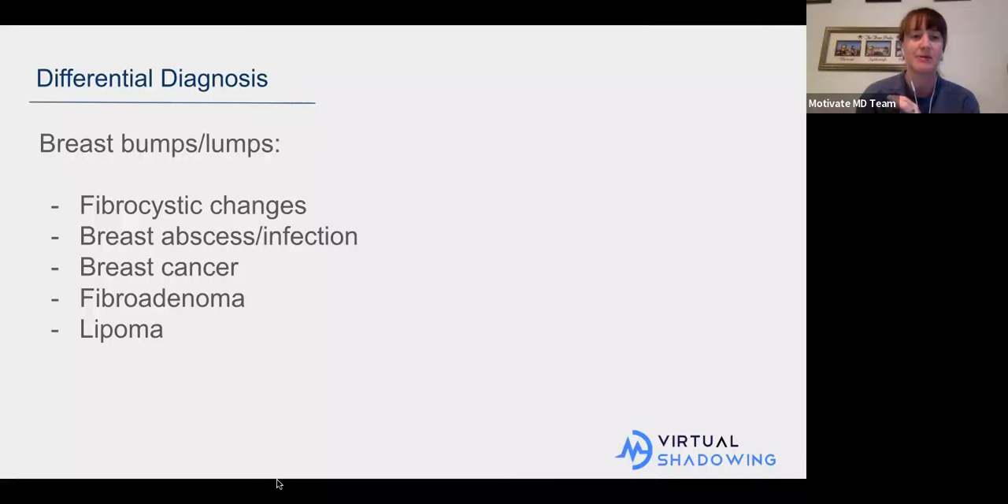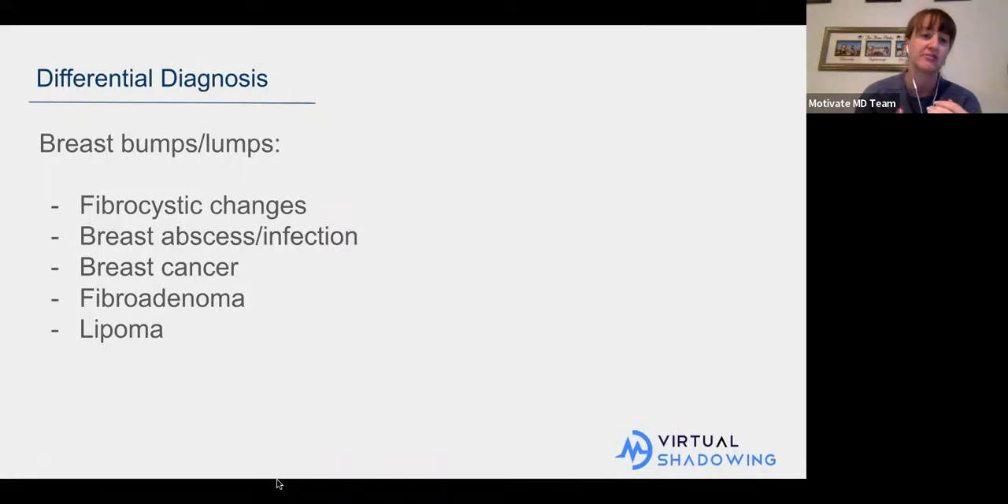However, breast cancer is going to be biggest on our differential, for the reasons I've already described about why this is worrisome. Our patient has a couple risk factors. She's in the right demographic for developing breast cancer, and her exam is a little concerning, enough so that we definitely need to get some further tests.